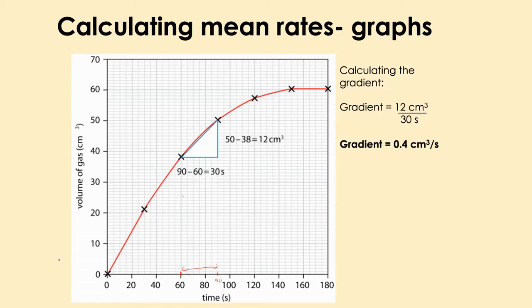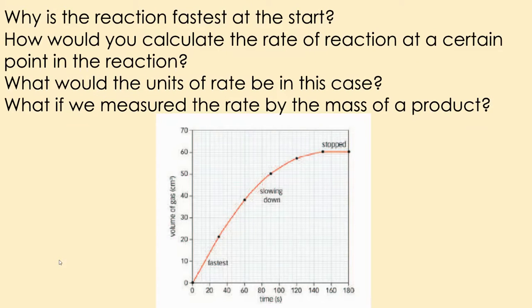And what I'll find is if I do this at the start, so if I did the same thing here, I would get a bigger value. And if I did it here, I would get a smaller value because the rate decreases as the time goes on. So we've looked at why the reaction's fastest at the start, and that's because the concentration is highest at that point.